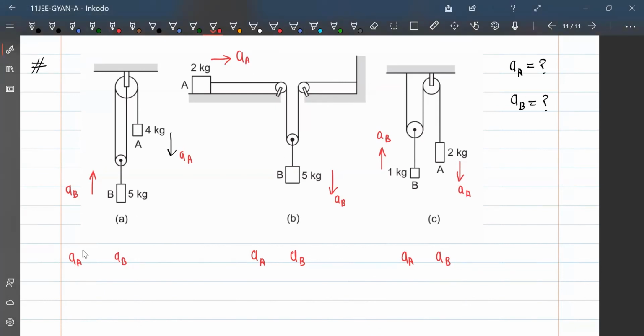Arjun, can you tell me the relation between acceleration of A and B in the first case? I can't hear you if you're saying something. Sir, can you tell us?